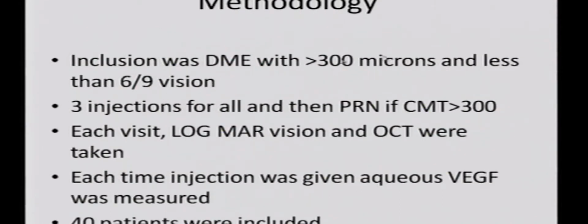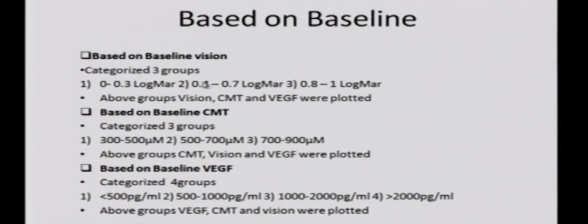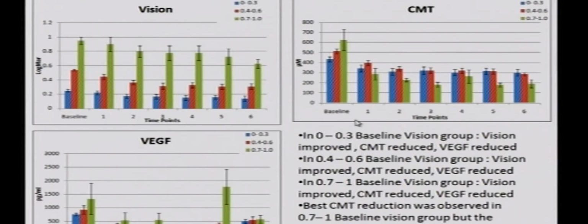So vision of 6/9 or worse and more than 300 microns of edema were taken. Three injections were given for all, and then PRN if central macular thickness was more than 300. At each visit, logMAR vision and OCT were also taken, and each time we gave an intravitreal injection, we took aqueous VEGF levels. Forty patients were involved, and we divided them based on visual acuity, based on baseline CMT, and based on baseline VEGF, and we'll look at how each group fared.